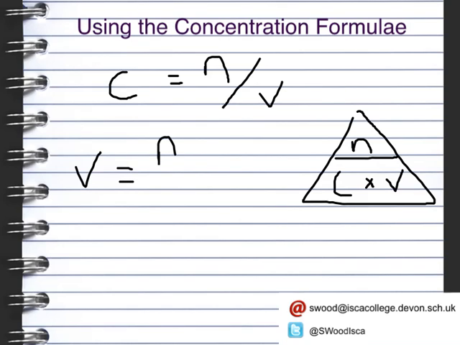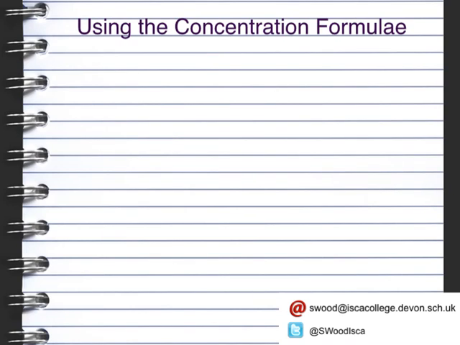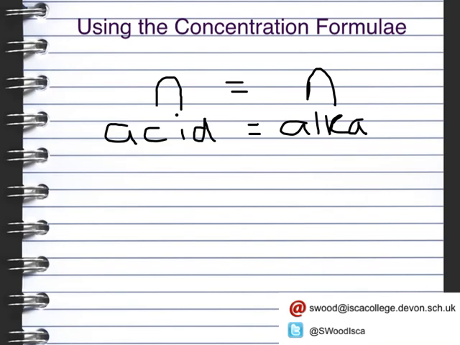which would be n divided by C, so number of moles divided by concentration, and to work out n, which will be C times V. Now in a neutralization reaction where it becomes neutral, you will have the same number of moles reacting, so n will be equal to n. So n for the acid will be equal to n, number of moles, for the alkali.